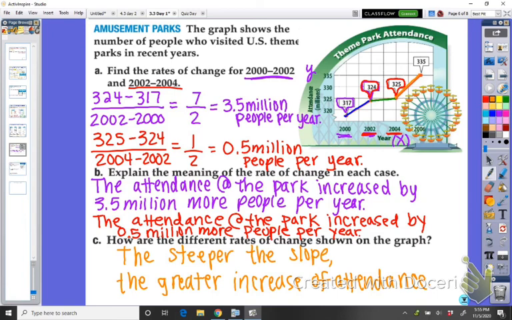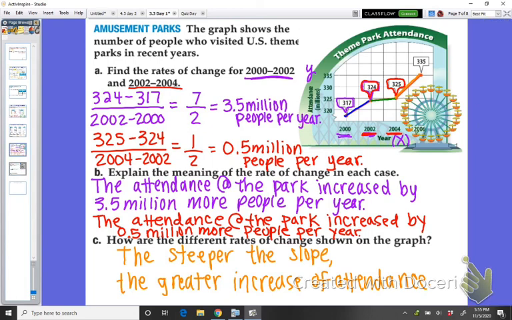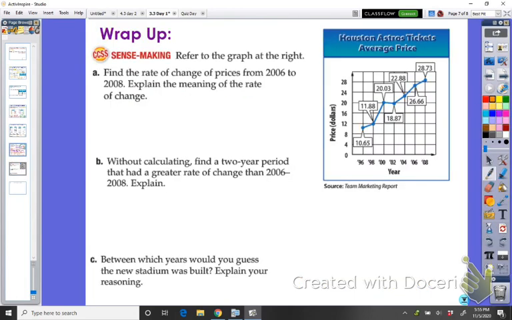All right, and the last question we'll talk about on Monday. It's talking about tickets, Houston Astros tickets, the average price over some time. So we'll talk about that on Monday.